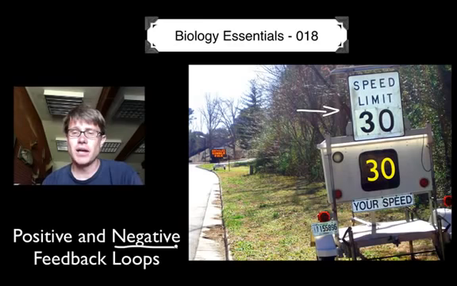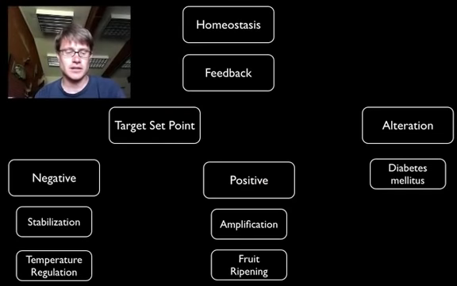A positive feedback loop you would experience if you were to see this sign as a challenge. So you see you're going 30 miles an hour, so you realize I could go 39 or maybe 51. I could eventually get a ticket or break the sign. So that's a positive feedback loop. It's when you're amplifying and moving away from that target set point.